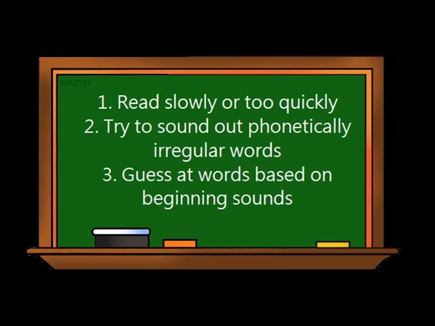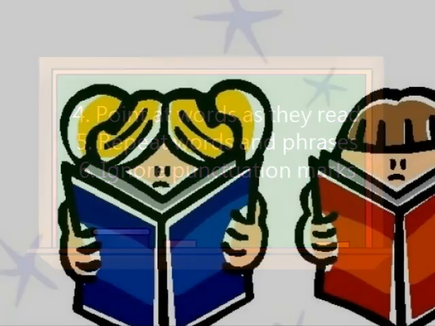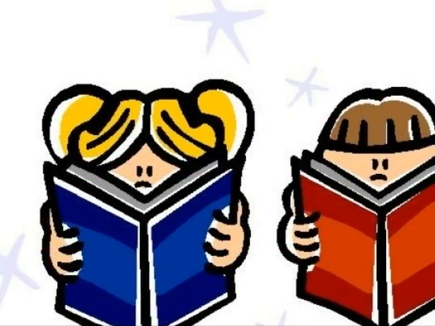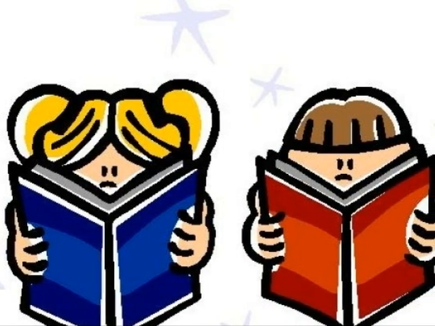Students read slowly or too quickly. Students try to sound out phonetically irregular words. Students guess at words based on beginning sounds. Students point at words as they read. Students repeat words and phrases. Students ignore punctuation marks. This leads to the biggest problem of disfluent readers, which is reading without expression.